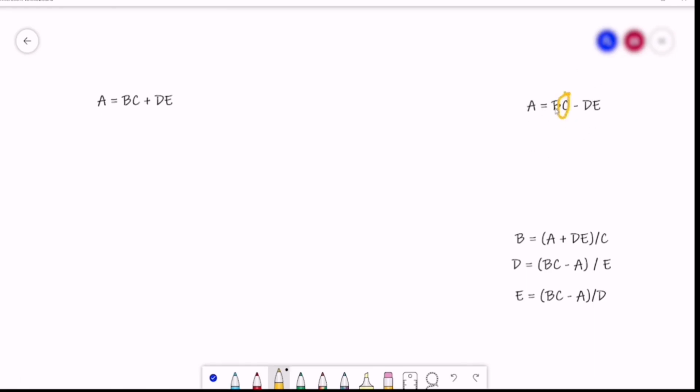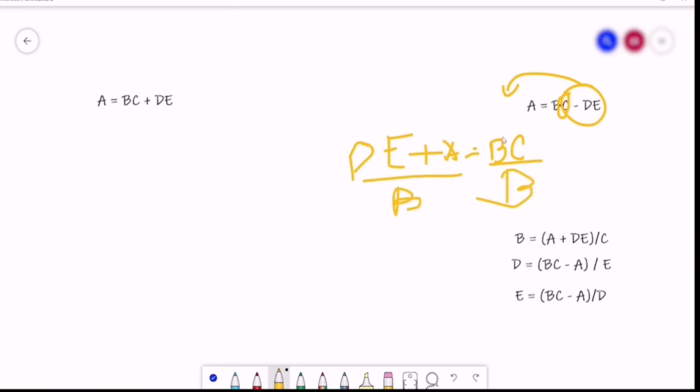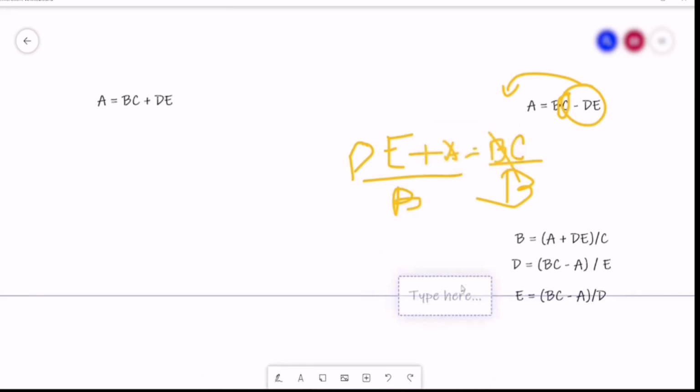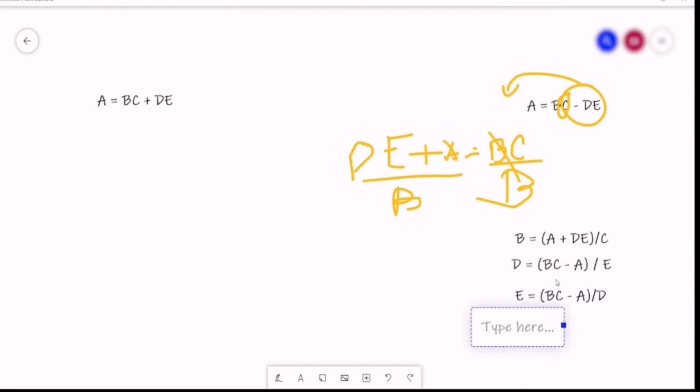Since C is missing, all we have to do is to move negative DE to the left side of the formula, causing it to become positive, just like how we got D. D plus A equals BC. Now since there's no negative sign here, there's nothing to worry about eliminating negative 1 or negative B. So let's remove B. Our resulting formula would then be C equals the quantity of A plus DE all over B.